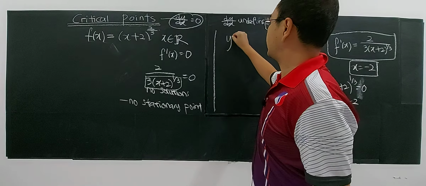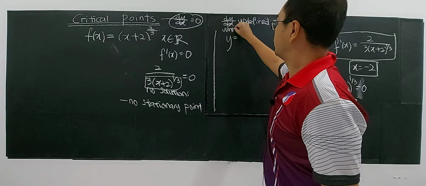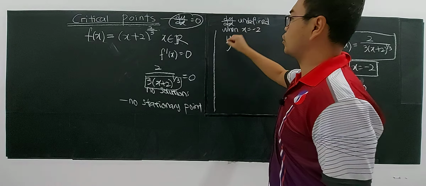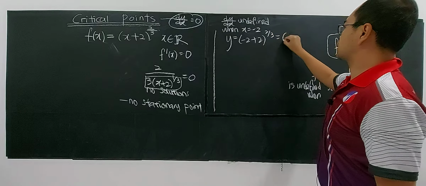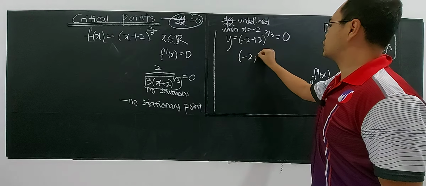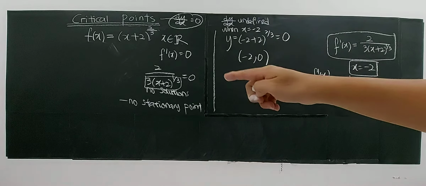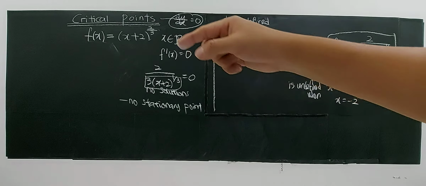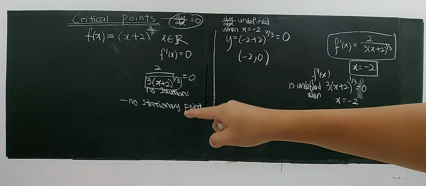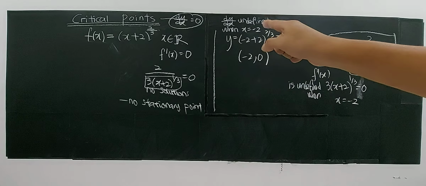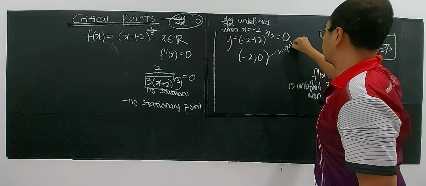So the value of y for this point, when x is negative 2, is (negative 2 plus 2) to the power 2 over 3, which gives you 0. That means (negative 2, 0) is a critical point. So in this case, there is only one critical point, because there is no stationary point. And this type of critical point is not a stationary point, it's a singular point because dy/dx is undefined.